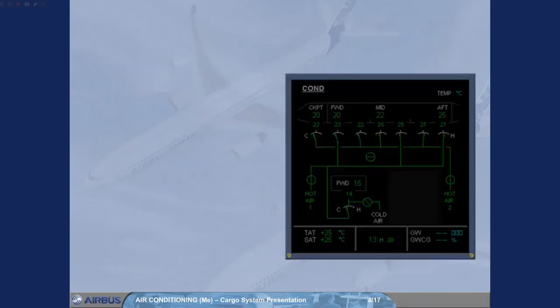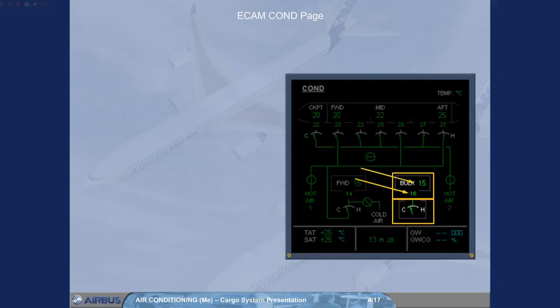The bulk cargo indications are displayed on the COND page only if the heating system is installed. They are the bulk cargo temperature indications, which are the duct inlet temperature and the ambient temperature, and the electrical fan heater indications, which can be at C when it is at its lowest heating level, and at H when it is at its highest heating level. Note: the isolation valves and the extraction fan are not represented on the COND page.